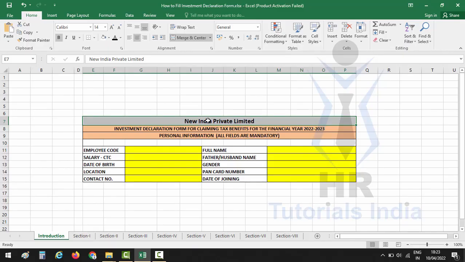So dear friends, hope you understood the theoretical part, how to fill the investment declaration form. Now let us move on to the practical part. In this practical, I have taken an Excel sheet where I have created different sheets for different sections, as I have already explained in the theoretical part.